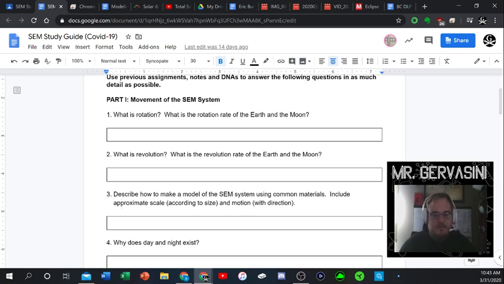All right. So kind of like final answer for number 3, just so you have somewhere to refer back to. Describe how to make a model of the SEM system using common materials.